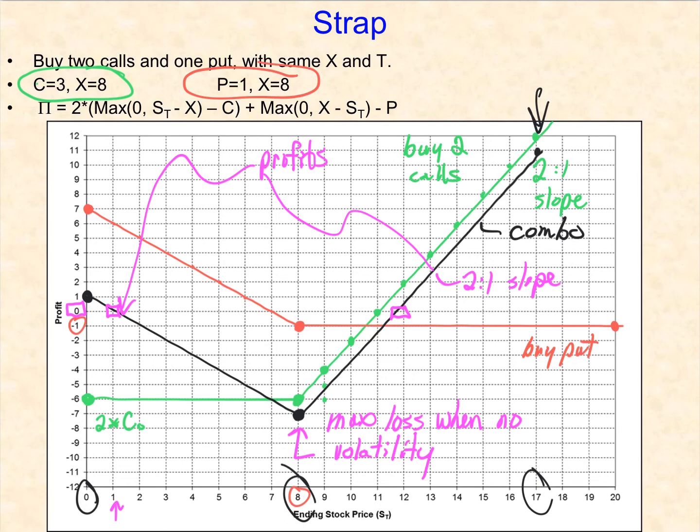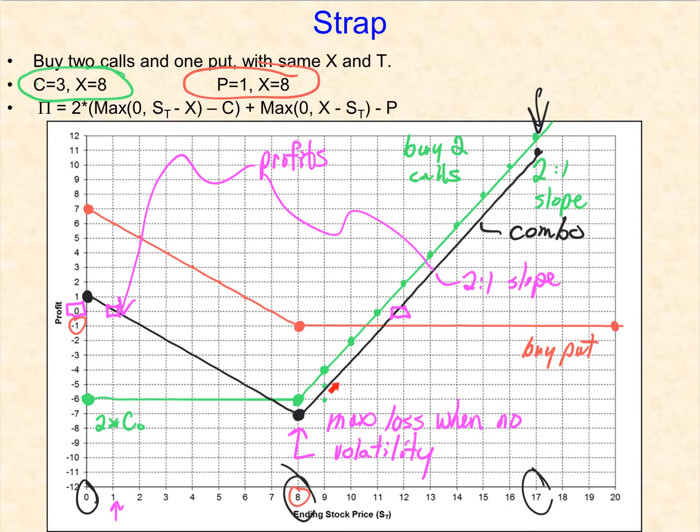So for intermediate stock prices, we lose money. We have to pay for the premiums on all three of those options. But for extremely low or extremely high stock prices, we make money. Now, the right-hand side is what's particularly interesting over here. Why would we set up a strap rather than a straddle? Kind of looks like a straddle on the left-hand side. We have a 1-to-1 slope. Every time the stock price goes down, we make $1 more profit.